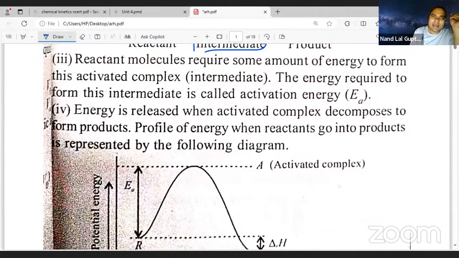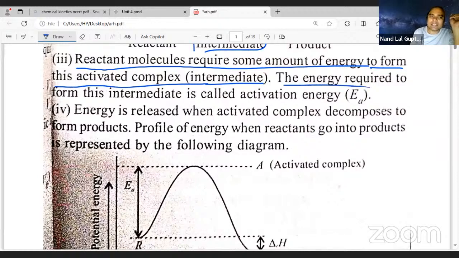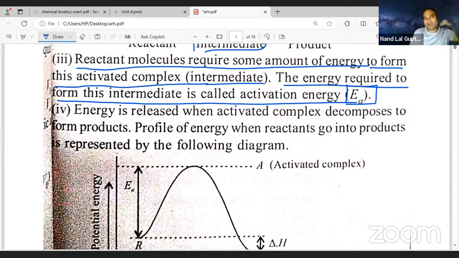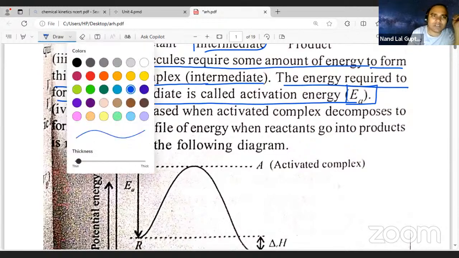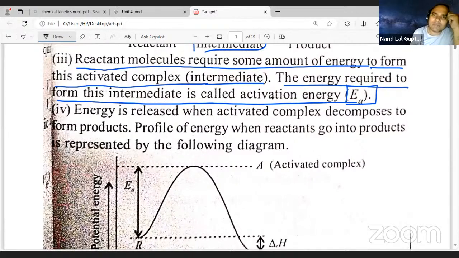Here you see reactant molecules require some amount of energy. How much? Some amount of energy to form this activated complex intermediate. The energy required to form this intermediate is called activation energy. So again, you get to know the meaning of activation energy. This activation energy is the minimum amount of energy required.